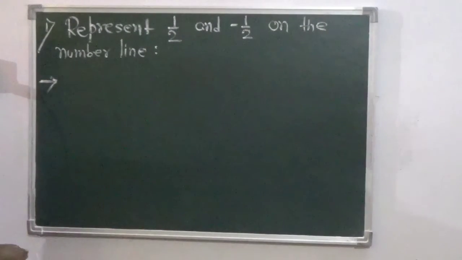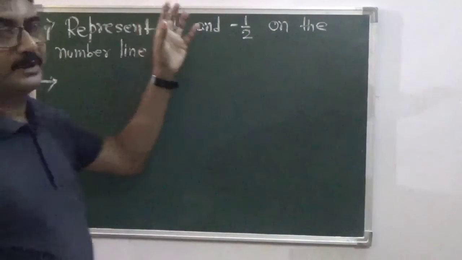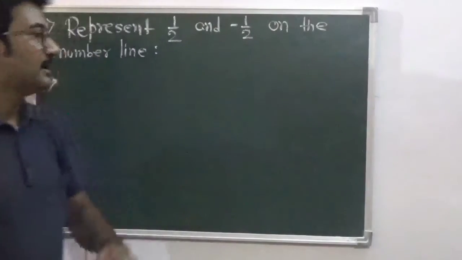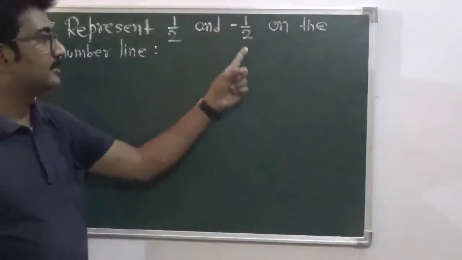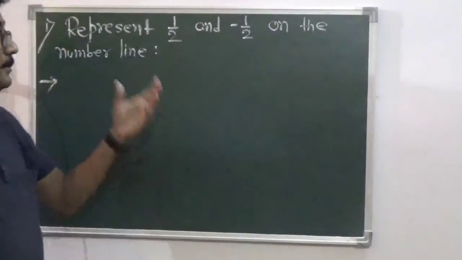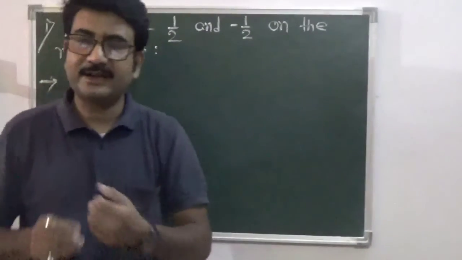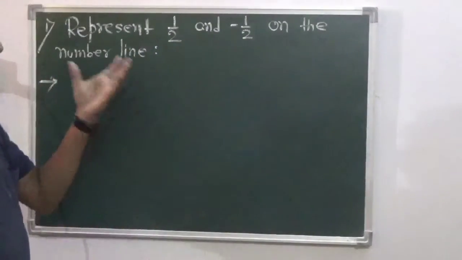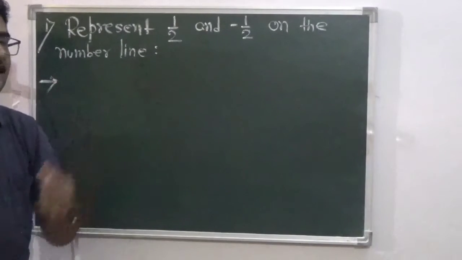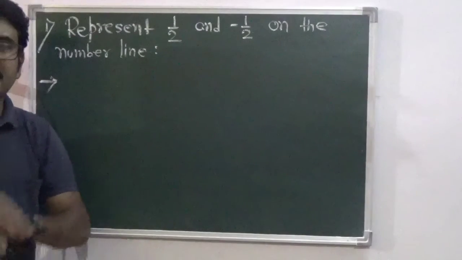So what we have to do? First we have to look into the given rational numbers. This is 1 by 2, this is minus 1 by 2. Now if you look into it, both are proper fractions. Now to start plotting this on the number line, the first thing we have to do is draw a line.